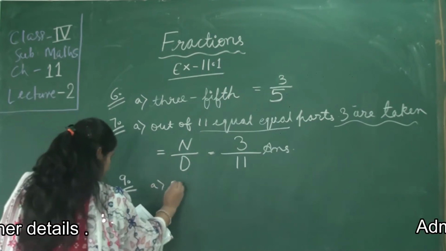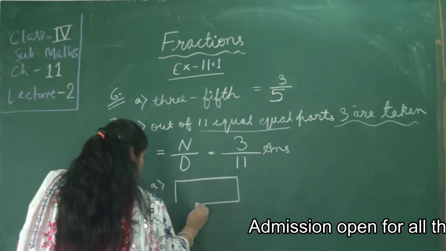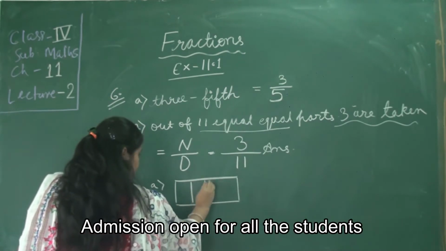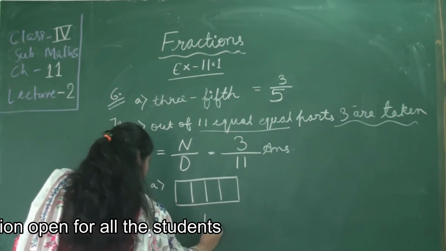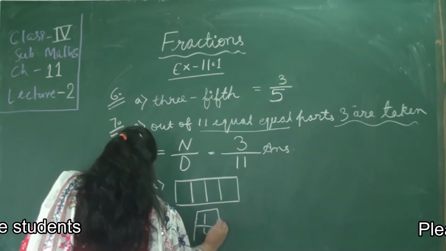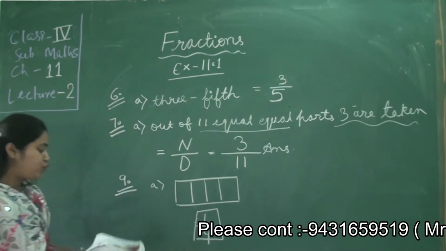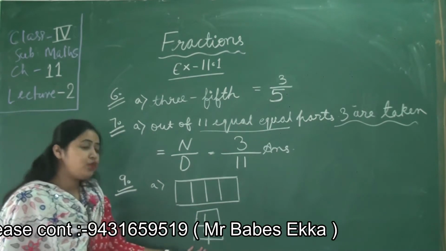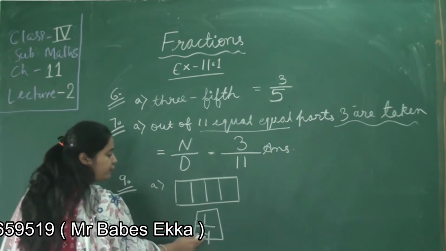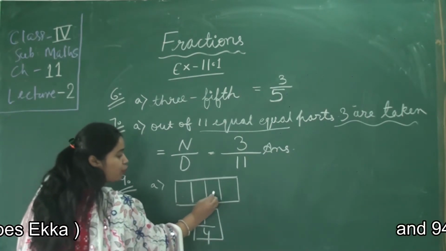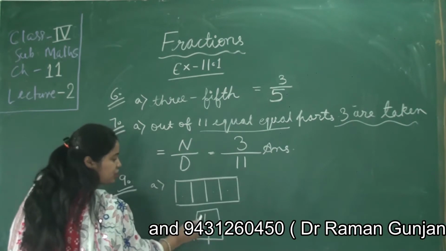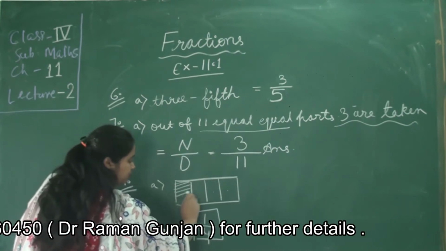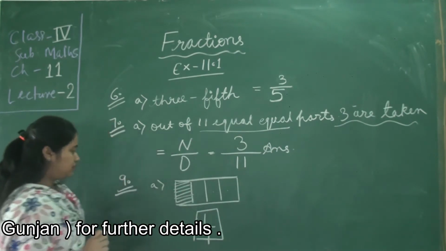In question number a, a figure is drawn there and it is written fraction 1 by 4. So you have to shade this figure according to this fraction. The fraction is 1 by 4. That means out of a total of 4 equal parts, 1 part is shaded. So we will shade 1 part this way.